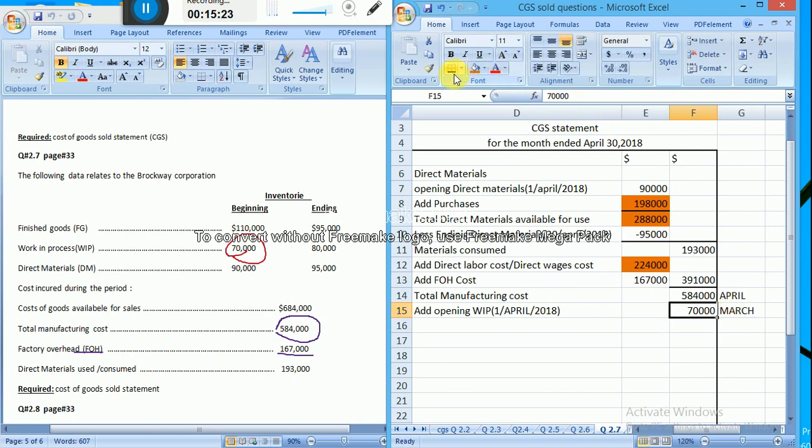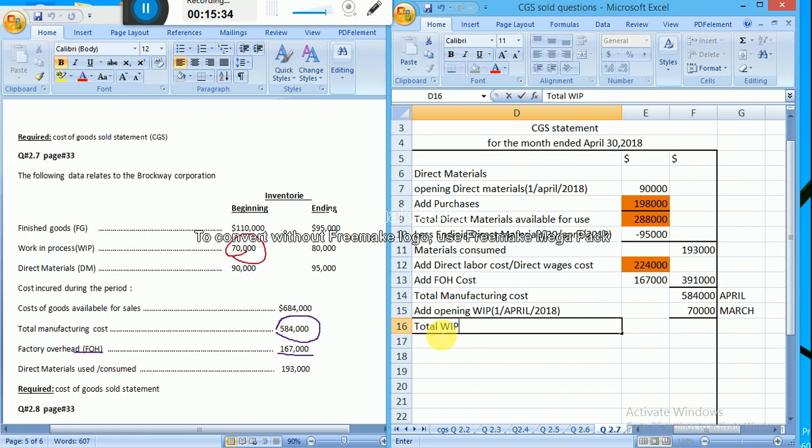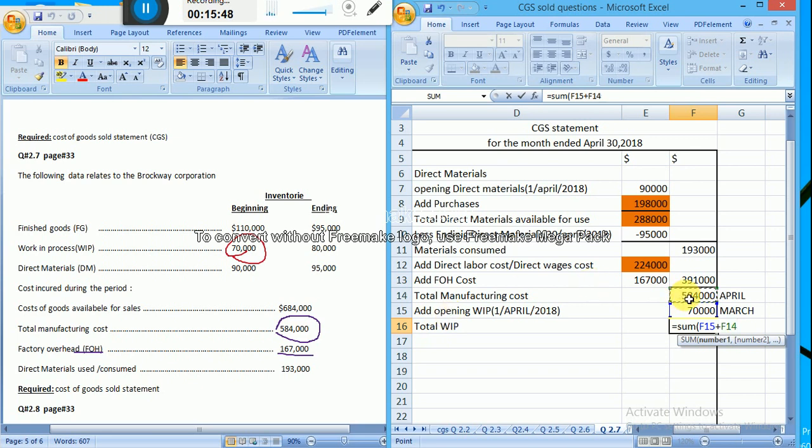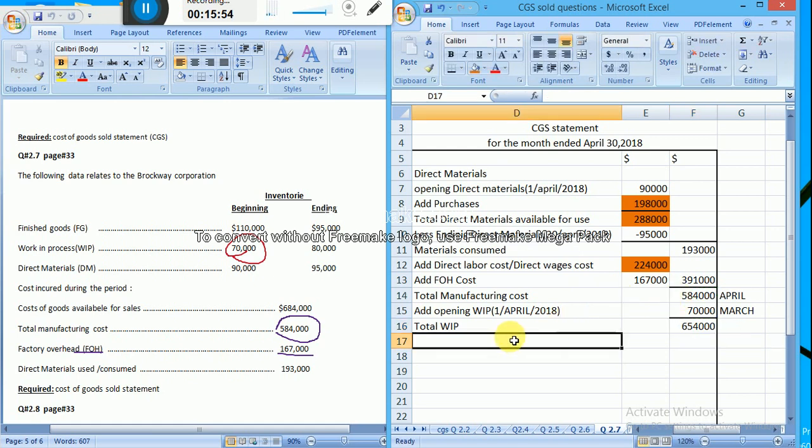Now, how much total work in process do we have? Total work in process is 70,000 plus 5,84,000. So total work in process in the month of April is 6,54,000.